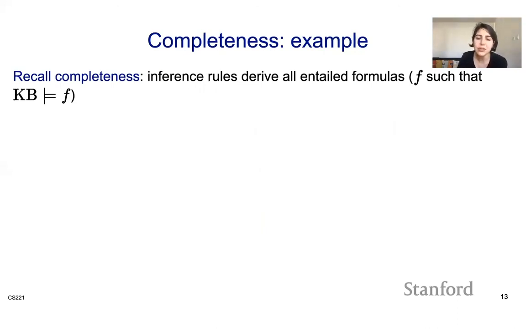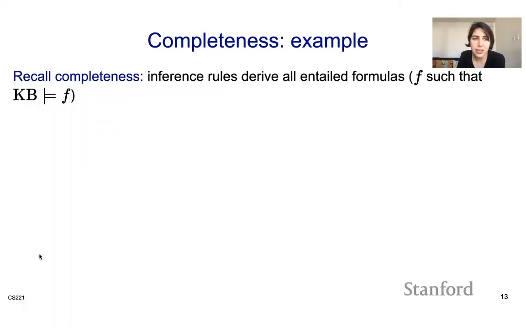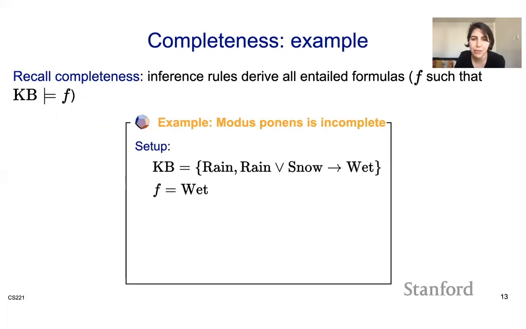I want you guys to remember this example that we looked at, right? We got a formula, we got rain implies slippery, and that wasn't from modus ponens. Modus ponens wasn't able to get that. So this kind of gives us a hint that modus ponens is not complete. It's not going to get everything that is actually entailed and is actually true. But let's look at an example. I'm not going to do justice in proving that modus ponens is not complete. I'm mainly just going to look at a few examples.